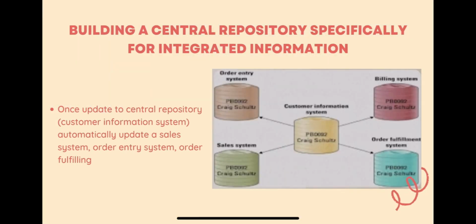Building a central repository specifically for integrating information. Once updated in the central repository, the customer information system automatically updates the sales system, order entry system, order fulfillment system, and billing system. The example is in the figure.